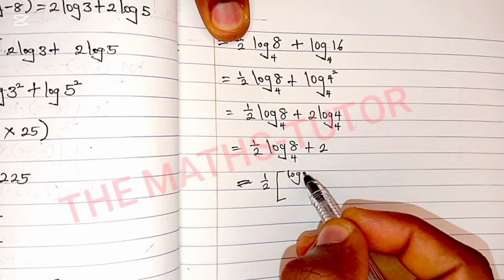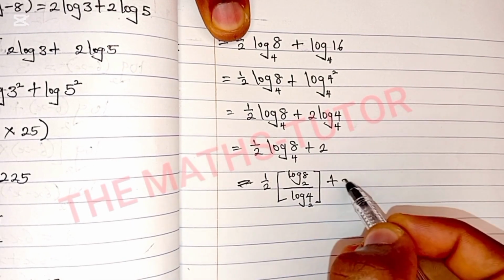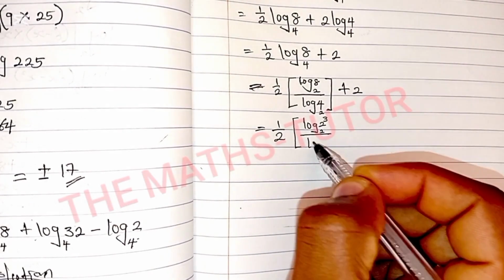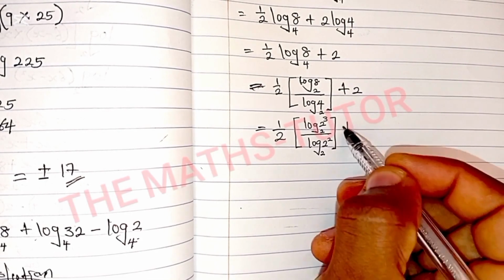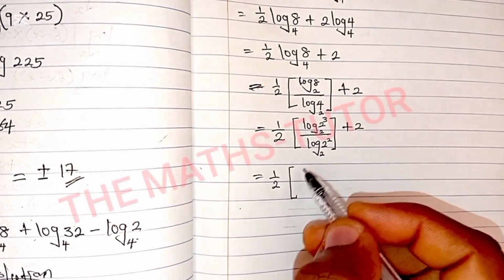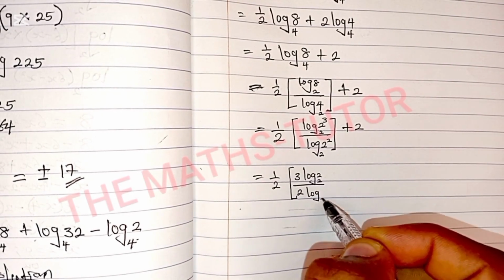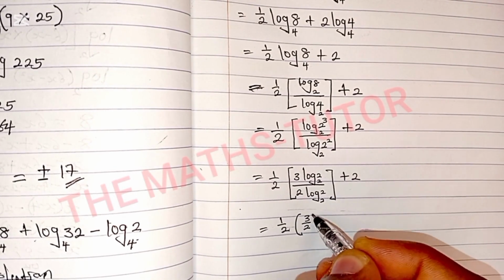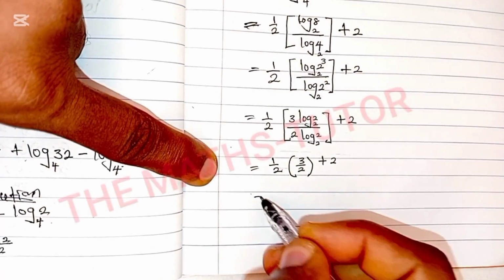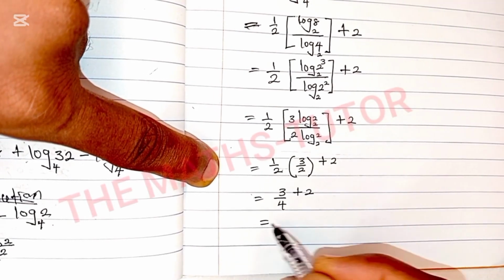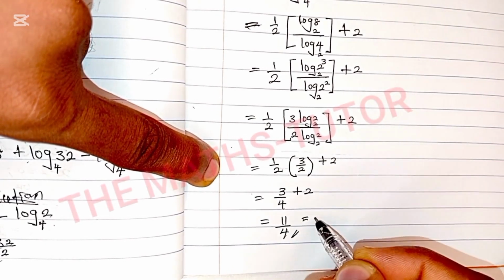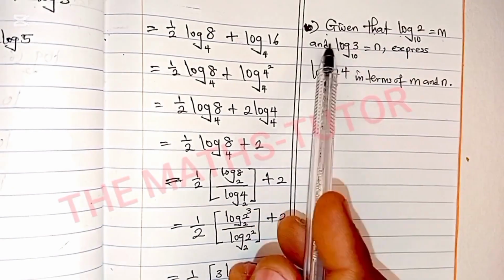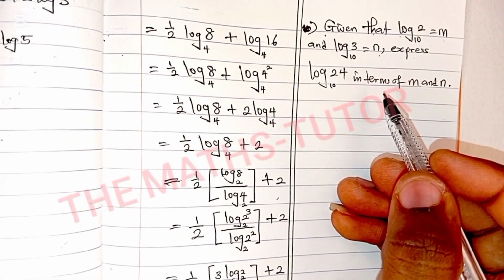So here I can take 8 and 4 and use the other law, which is the law of change of base. I express them all in base of 2. And so doing that, I'm going to end up getting 3 over 2. And so log 2, of course, we take themselves out, being log 2. So I'm getting half into 3 over 2 plus 2. And so you can open the bracket by multiplying. We get 3 over 4 plus 2. That gives 11 over 4. In decimal, 2.75.